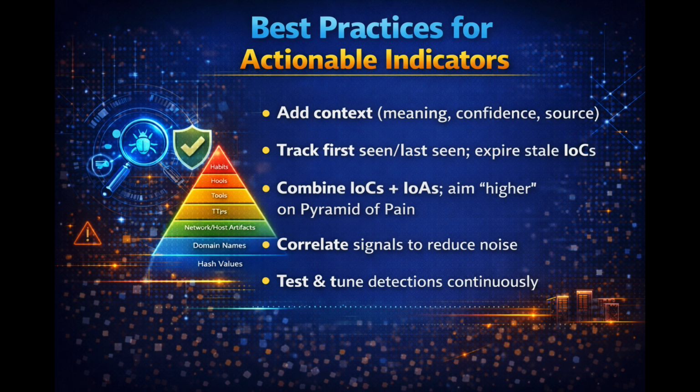Operationalize. Turn indicators into repeatable detections and response actions and test them. If a rule fires constantly, tune it. If it never fires, validate that you have the right telemetry. If you do these 5 things, indicators stop being a random list and become a working incident response system.